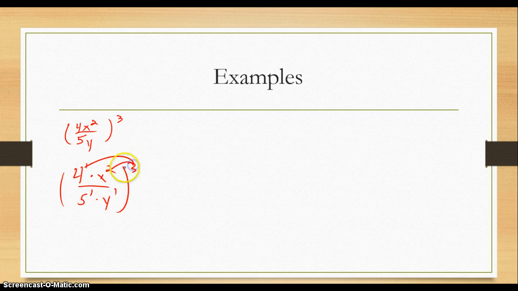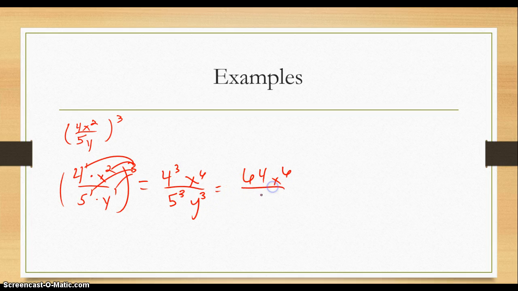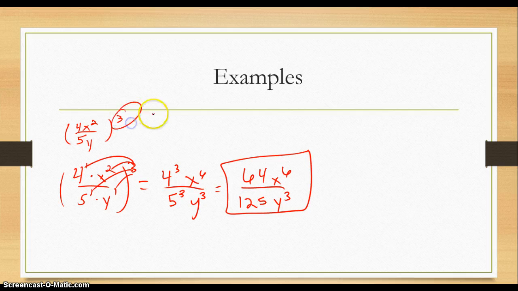So we're going to distribute this to each of the exponents. So we get 4 to the third now, x to the 6th over 5 to the third, and y to the third. So what does this equal? 4 to the third we know is 64, x to the 6th over 5 to the third, which is 125, y to the third. So that would be my solution. So you have to make sure you distribute that outside power to each of the terms inside of that parentheses. Very important.